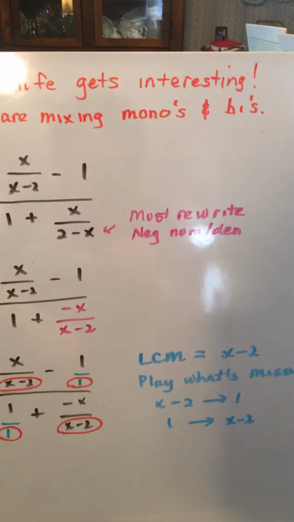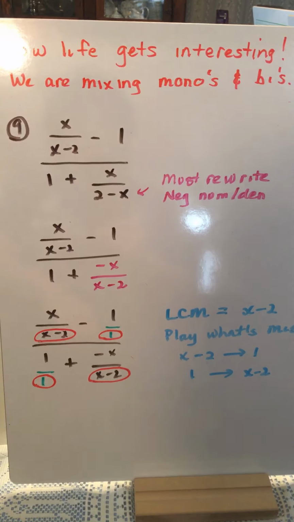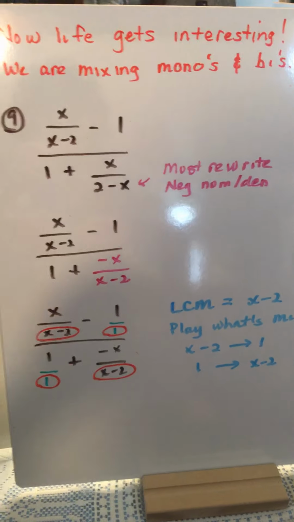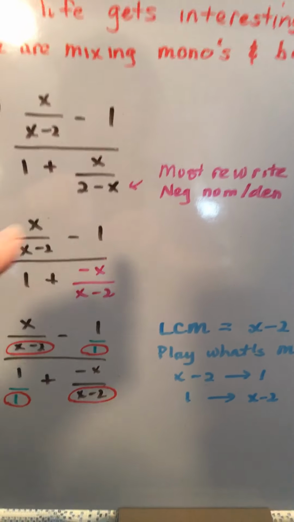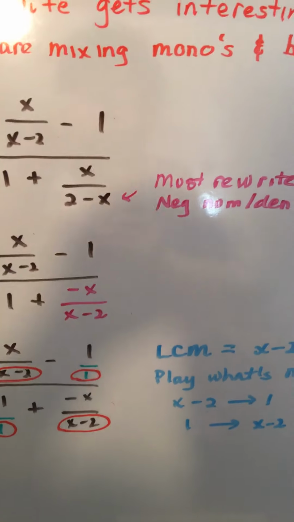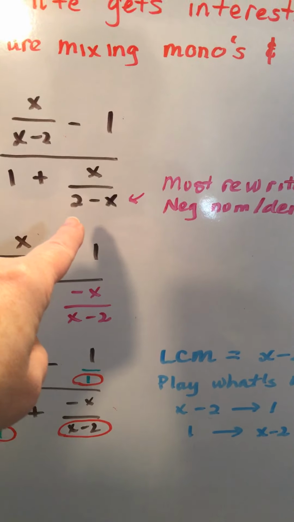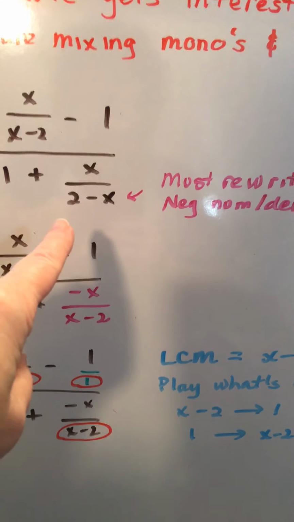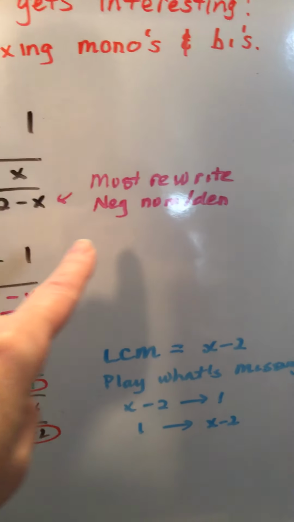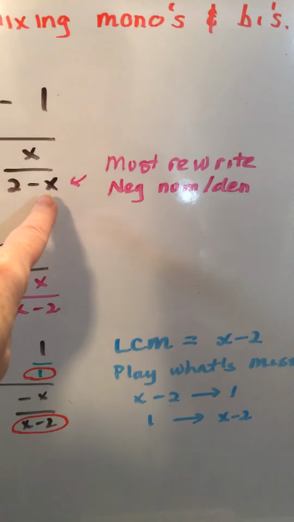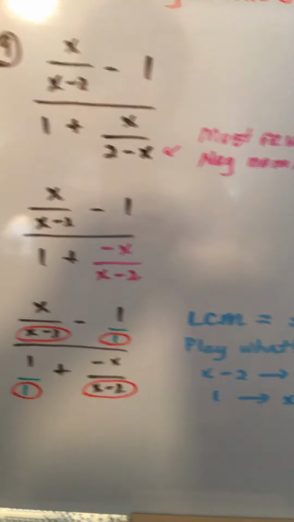Now life is going to get interesting. We're going to be mixing monomials and binomials. Note, when we come in here, that we have 2 minus x. People keep texting me, folks. I have to keep clearing the screen. I'm so sorry. 2 minus x, which I must rewrite. And again, I need to negate because I want this x minus 2. So that's negative x over x minus 2 down here.